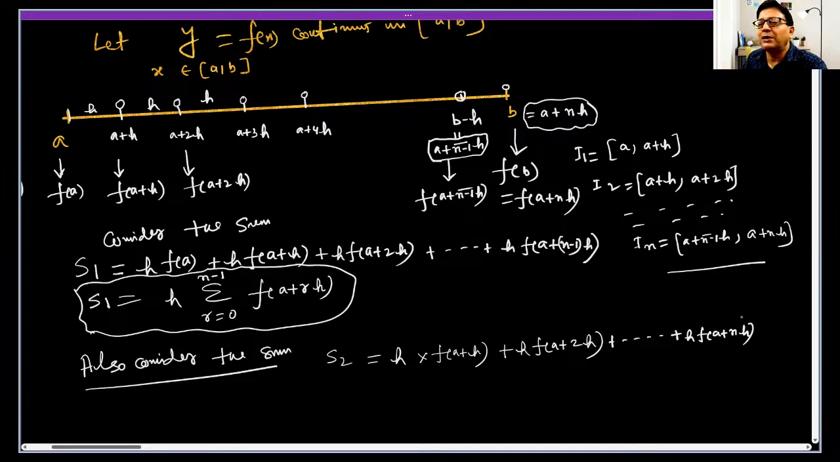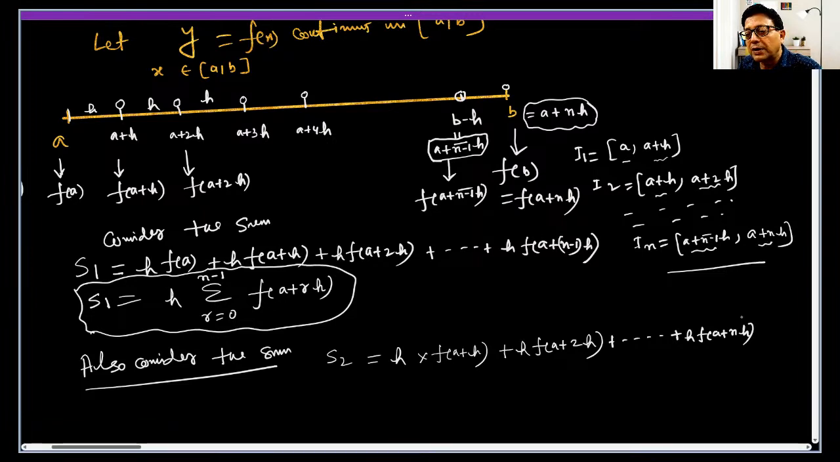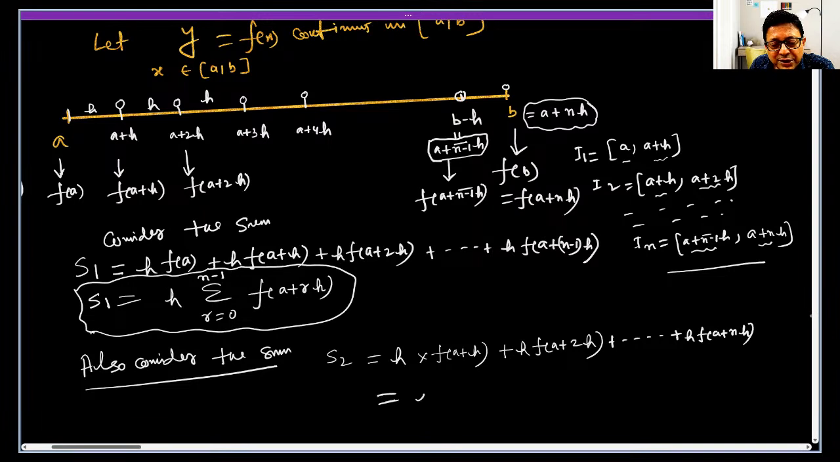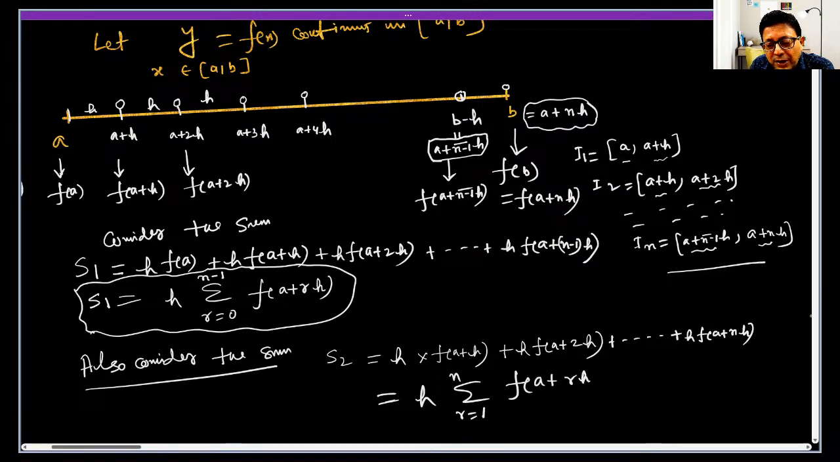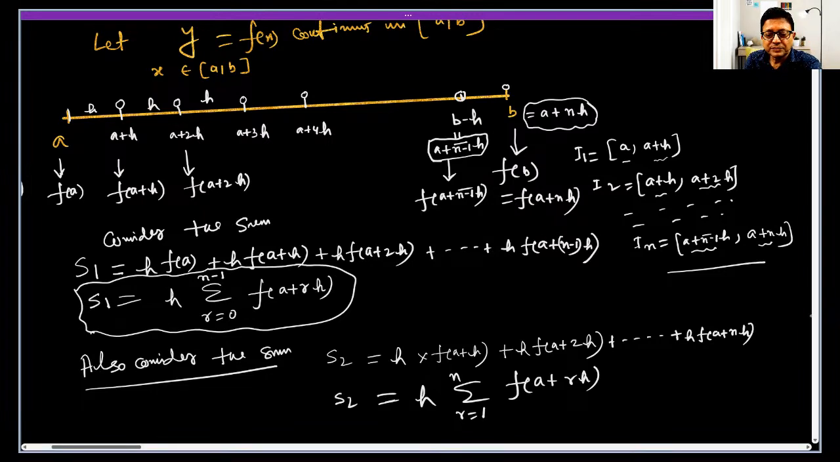So in the sum, what we did? The functional value from the starting point to this point we have done, that is S1. In S2, what we are doing? h into the functional value at the end points of every interval we have multiplied. And this also we are writing by using the notation sigma. This is r equal to 1 to n of f(a plus rh). This sum we have taken: h into sigma r equal to 1 to n f(a plus rh).